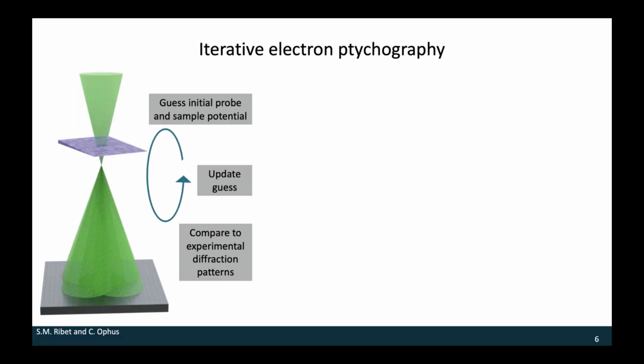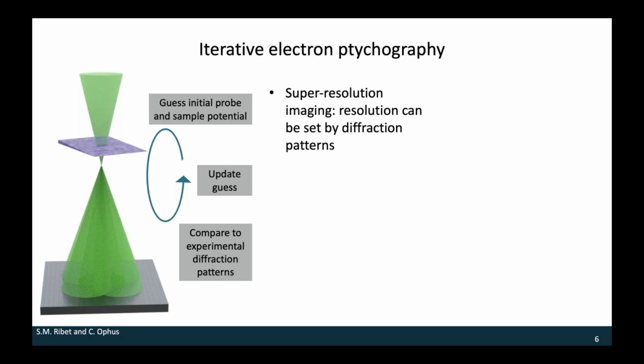And there are a lot of advantages to ptychography. So one is if you have sufficient dose, you can get super resolution imaging. And this is because your resolution is set by the maximum scattering angle that you acquire. So you can get information beyond your nominal central disk.